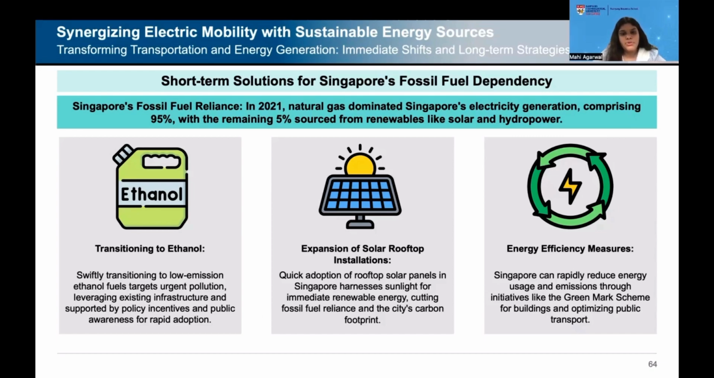Another immediate solution involves the rapid expansion of solar rooftop installations. Encouraging businesses and households to adopt solar panels, especially in a city with abundant sunlight, presents an immediate energy source. The result, less strain on the grid and a notable decrease in Singapore's carbon footprint.